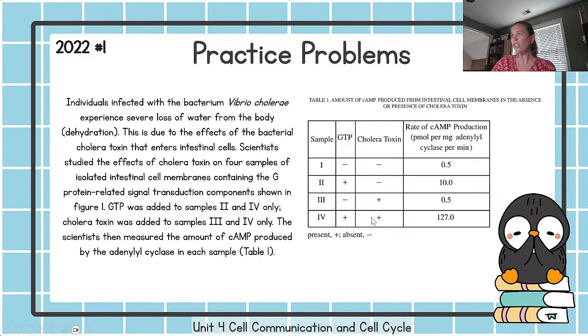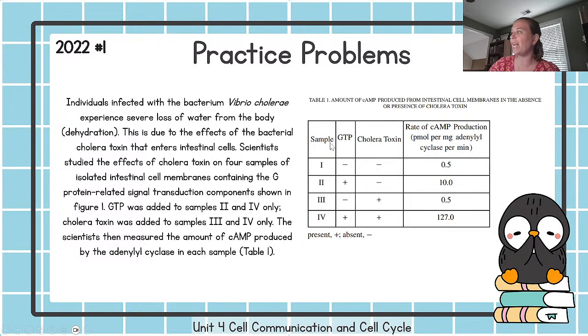Okay. So then go on and talk about individuals that are infected with a certain bacteria experience severe loss of water from the body, which is dehydration. This is due to the effects of the cholera toxin in these intestinal cells. The scientists then studied the effects of the cholera on 4 samples of isolated intestinal cell membranes containing the G protein related signaling transduction pathway shown in figure 1.